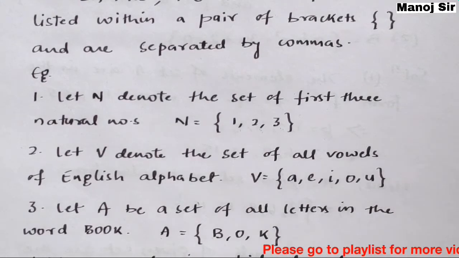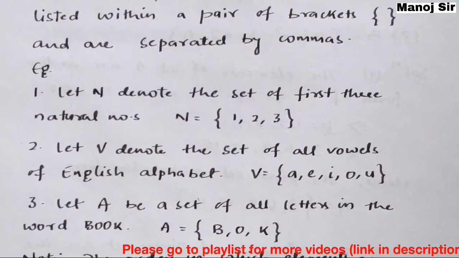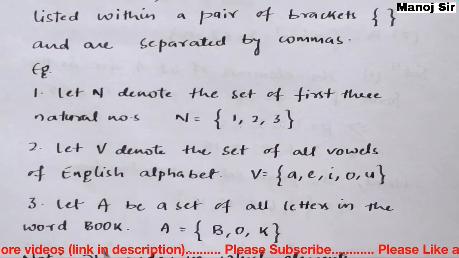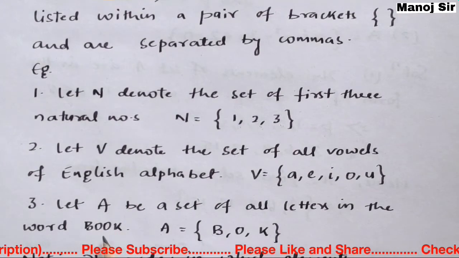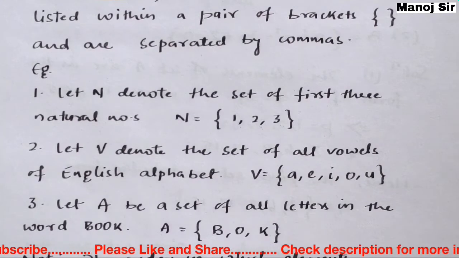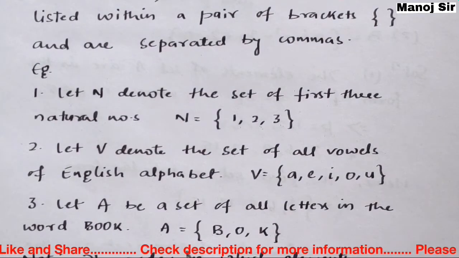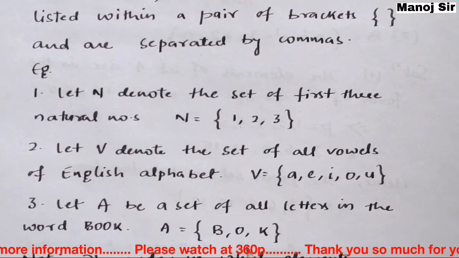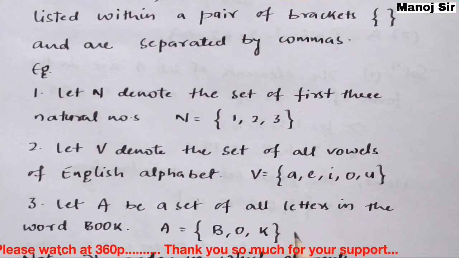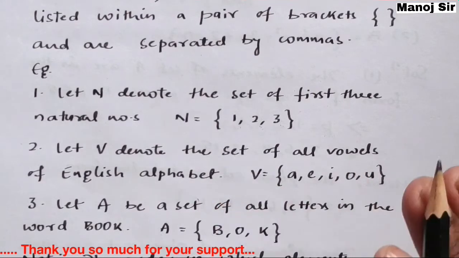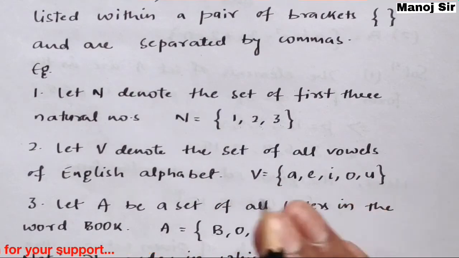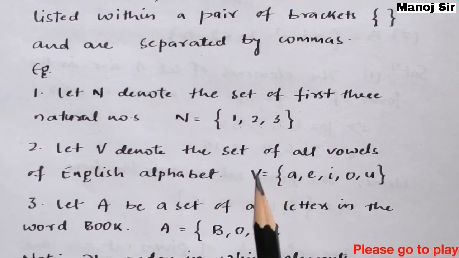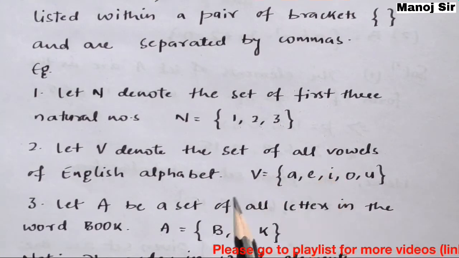Let us take one more example. Let A be the set of all letters in the word book. Here we have the word B double O K. If you want to write set A, then it is {B, O, K}. Why B, O, K and not B, O, O, K? Because elements cannot be repeated. If elements are repeated in a set, we consider them as a single element.